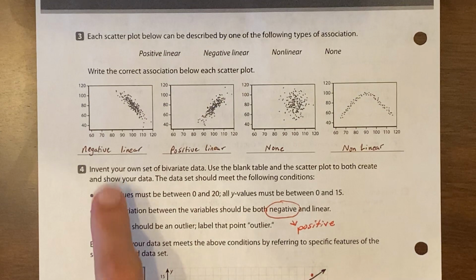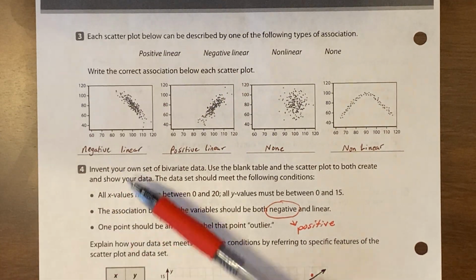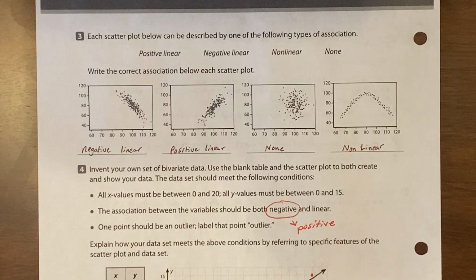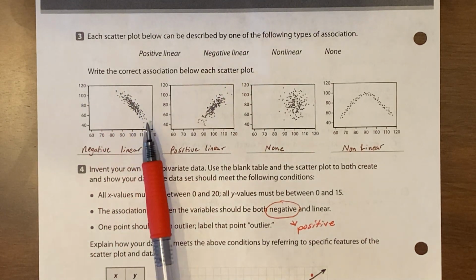So if we look here at this first graph, we can tell that we have an association, right? All those points are together in a cluster. And to me, it looks like we're going downhill, right?